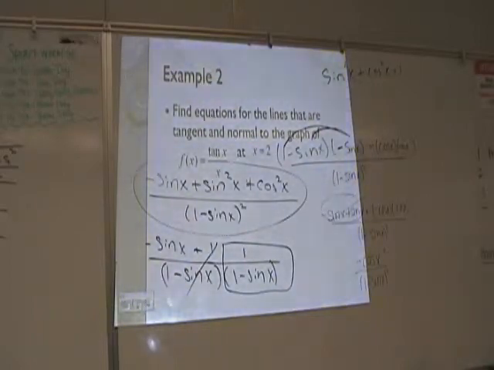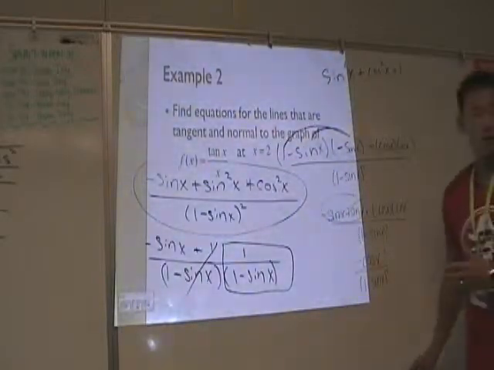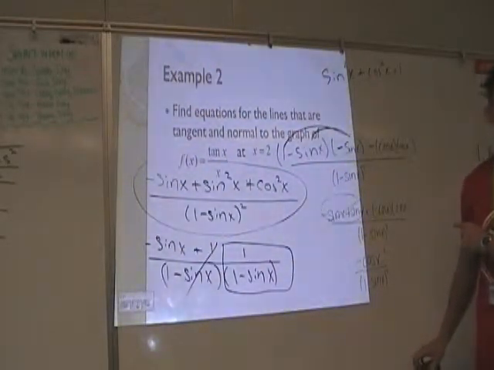Find the equations of a line. Listen up. Find the equations for the lines that are tangent and normal to the graph of that function. So you're going to see an example like this pretty much in every section. Hopefully you're able to write tangent lines and normal lines now. The only thing new about it is the type of function that you're given. Are you done copying this?